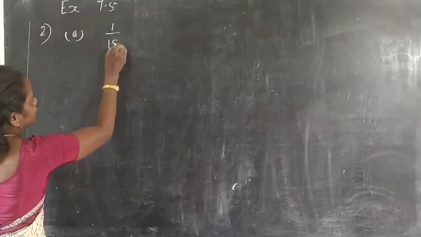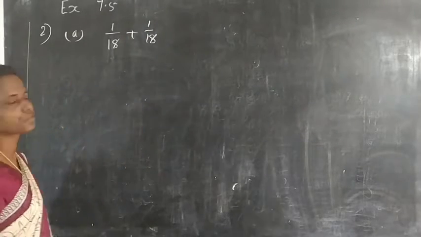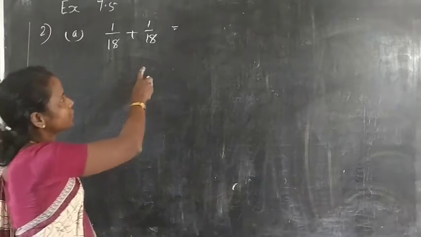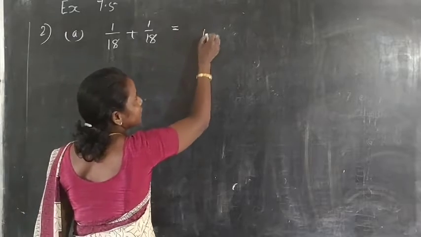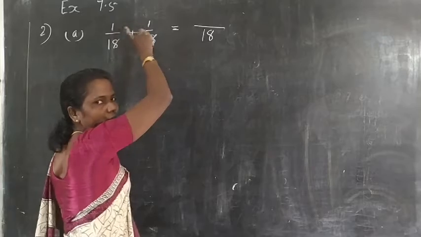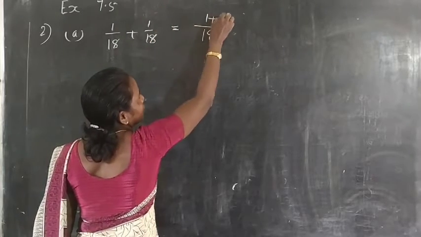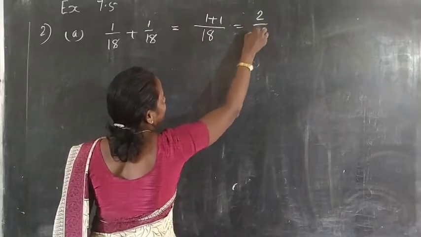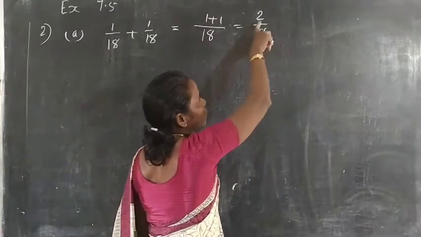1 by 18 plus 1 by 18. This is which type of fraction? These are like fractions. So like fractions have the same denominator. So we write that same denominator and add the numerators. Here the numerators are 1 and 1. Means 1 plus 1 is equal to which number? 2. 2 by 18. Then you can write its simplest form also.